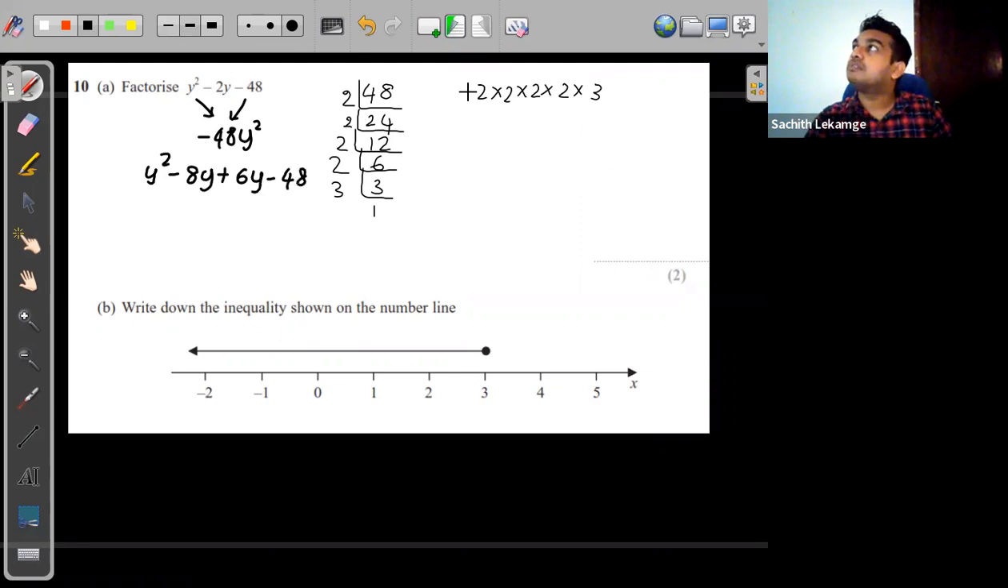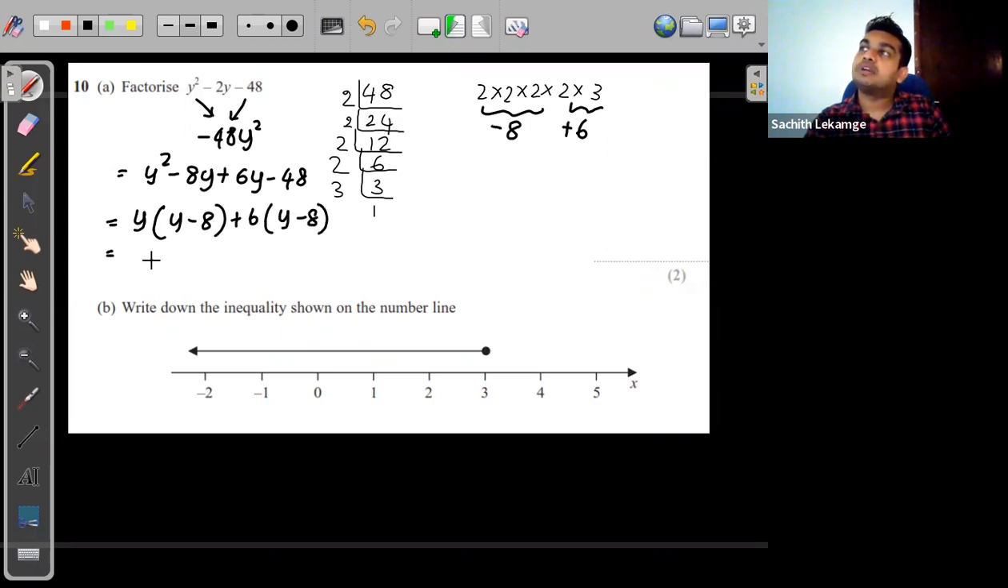y² − 8y + 6y − 48. See, this will help you, right? 2 × 2 × 2 = 8, 2 × 3 = 6, right? -8 and +6 are the factors. When you add, you get -2. When you multiply, you get -48. So now take y out: y(y − 8), take +6 out: 6(y − 8). Now take y − 8 out: (y − 8)(y + 6).